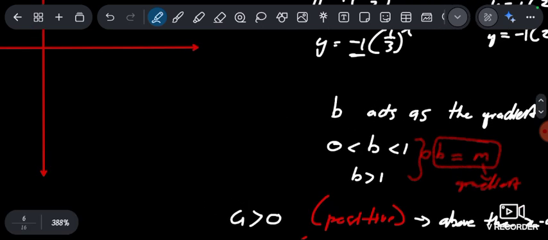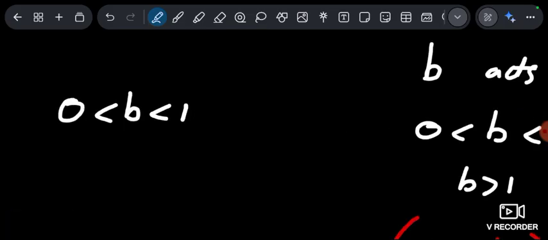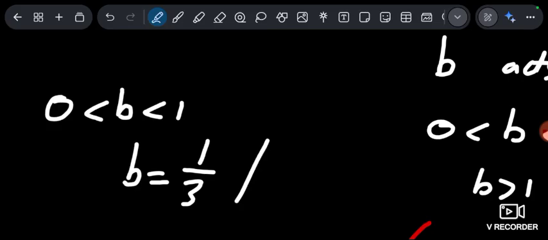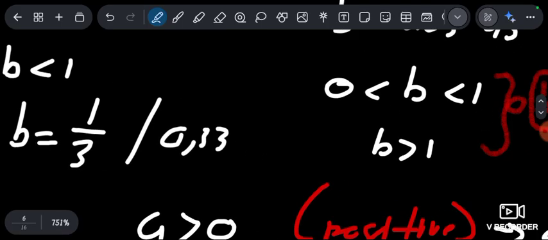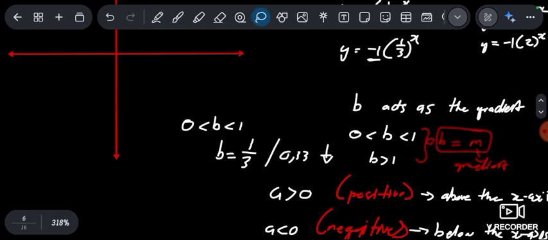Now I want us to do this example over here where we see that 0 is lesser than B. B is lesser than 1 but greater than 0. Let's say that B is equal to 1 over 3. If you change that, you're going to get 0.33. That is lesser than 1, but it's also greater than 0. So it's between this interval. So it means that our gradient is what? It is decreasing. Right?